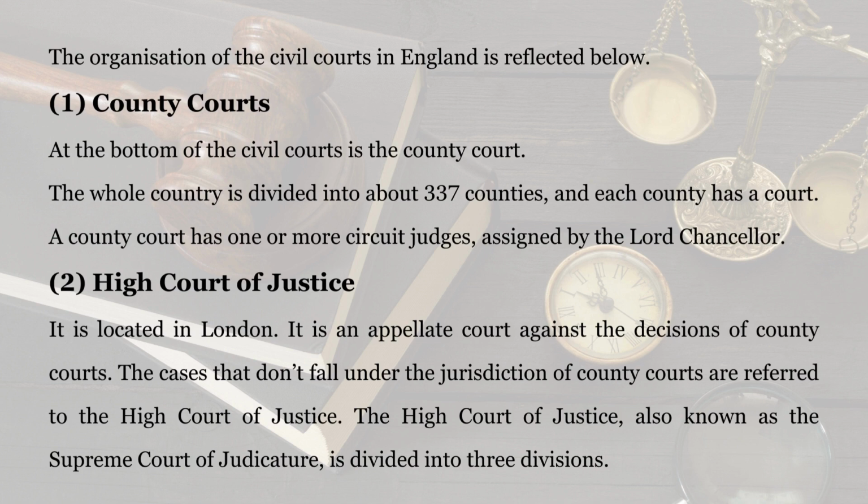2. High Court of Justice. It is located in London. It is an appellate court against the decisions of county courts. The cases that don't fall under the jurisdiction of county courts are referred to the High Court of Justice. The High Court of Justice, also known as the Supreme Court of Judicature, is divided into 3 divisions.